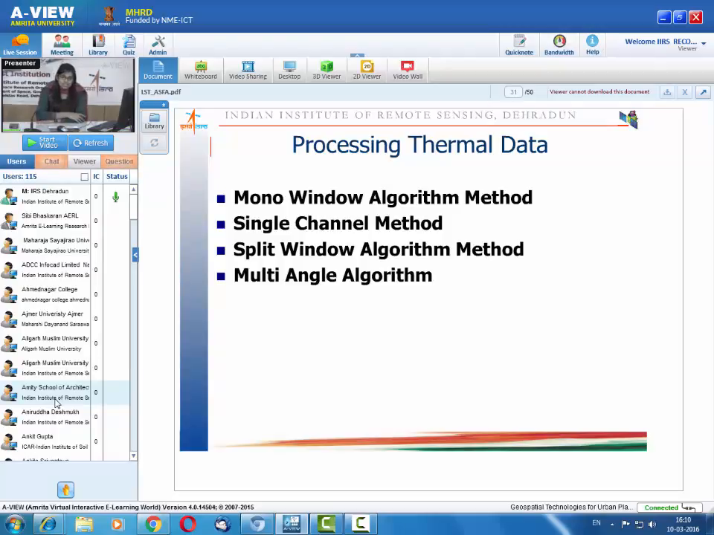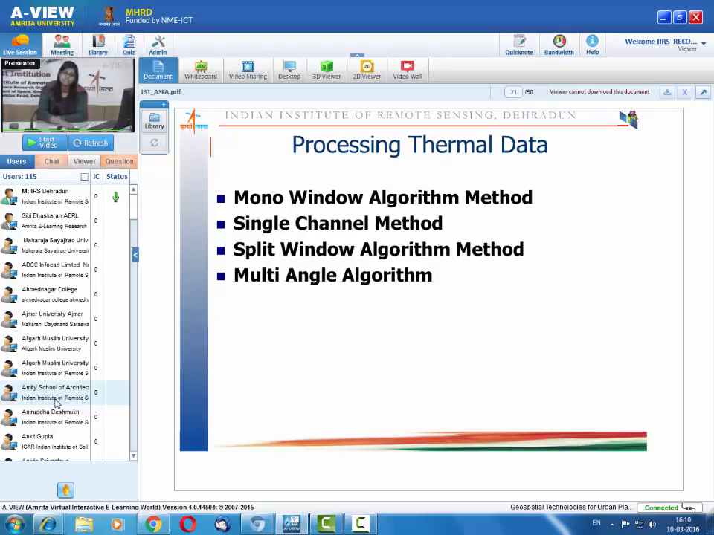So how to process the thermal data? The thermal data can be processed by various algorithms dependent upon the number of bands available. But mainly what we will discuss is four: mono window algorithm, single channel method, split window algorithm, and multi-angle algorithm. Multi-angle algorithm has not been explored much so far. As I told you, emissivity is dependent upon the field of view and the angle from which the particle is being viewed. So this way the multi-angle algorithm is also of use.